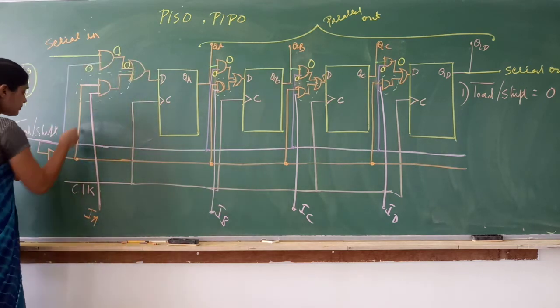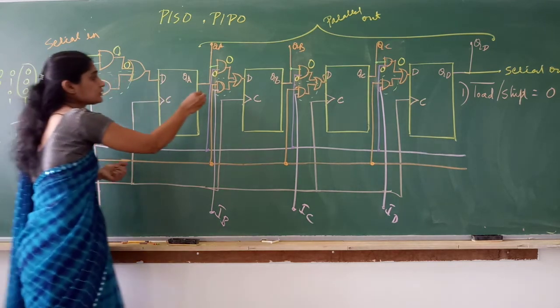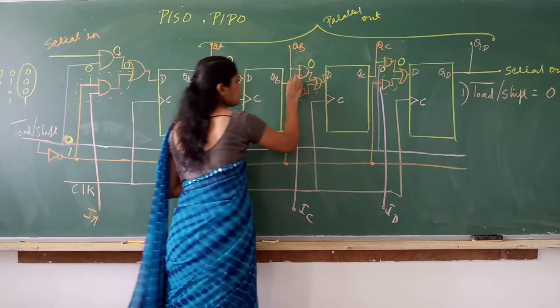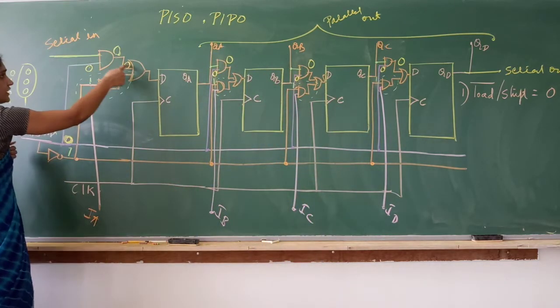What is the other input? Load bar shift through a NOT gate. So we have connected load bar shift line to 0. If this is 0, what is this? This is going to be 1. So this 1 will come here. 1, 1, 1. So this is completely 0.